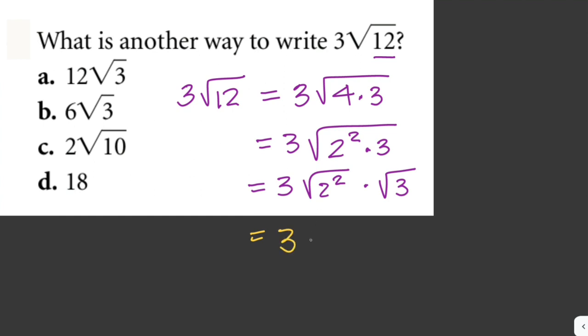Then square root of 2 squared is just 2. And times square root of 3. So this is just equal to 6 square root of 3. So the answer is letter B.